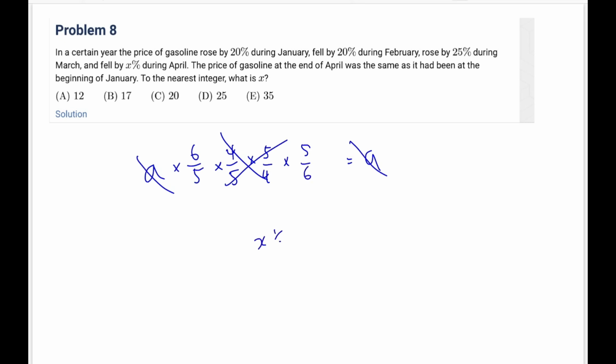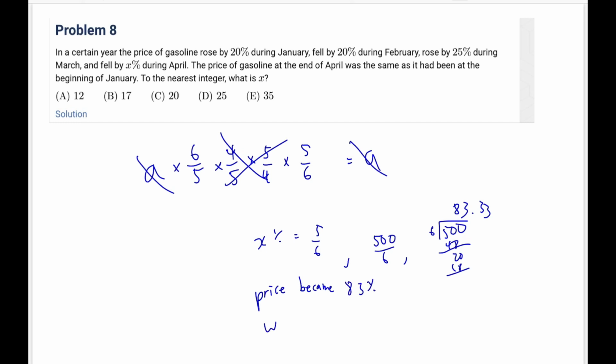So X% is 5 over 6. So X equals 500 over 6. So 500 divided by 6 would be 83.333. So X is not actually 500 over 6. And so the price became about 83%.